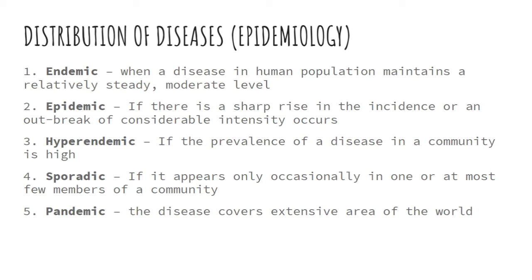Next is sporadic. Sporadic if it appears only occasionally in one or at most few members of a community. So, paisa-isa lang. That is sporadic. While your pandemic is the disease covers extensive area of the world, which is a good example is the COVID-19. Declared na pandemic. So, worldwide siya.